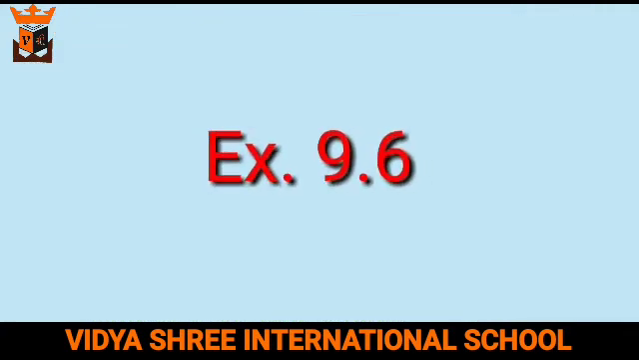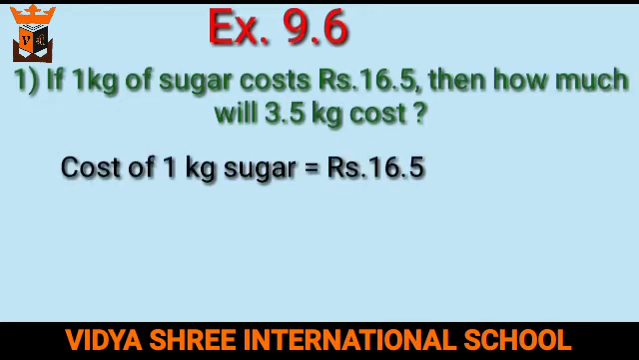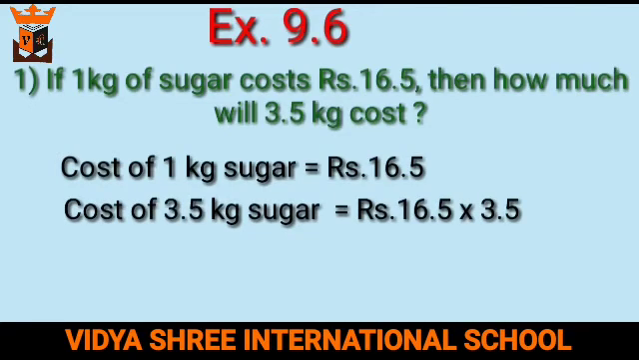Now let us try to do the number story sums of exercise 9.6. First question is, if 1 kg of sugar costs rupees 16.5, then how much will 3.5 kg cost? Here the cost of 1 kg sugar is given as rupees 16.5. To find the cost of 3.5 kg of sugar, we have to multiply 16.5 by 3.5. So after multiplying, we get the cost of 3.5 kg sugar is rupees 57.75.